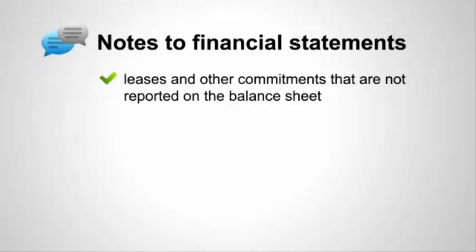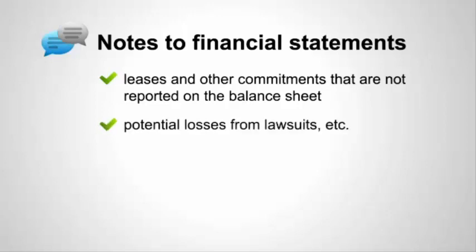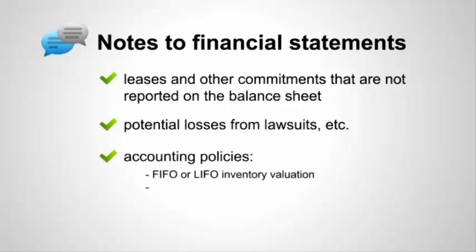So leases are described in our footnotes, pension obligations, and some other things you might find there would be information about lawsuits. You know, if we don't owe the money on the lawsuit, but we might lose, the notes should have some information about that, because we have a full disclosure principle, remember? The other thing is you'll find the accounting policies listed in the notes. So if you're wondering, is the company using FIFO or LIFO, it'll tell you in the notes to the financial statements.